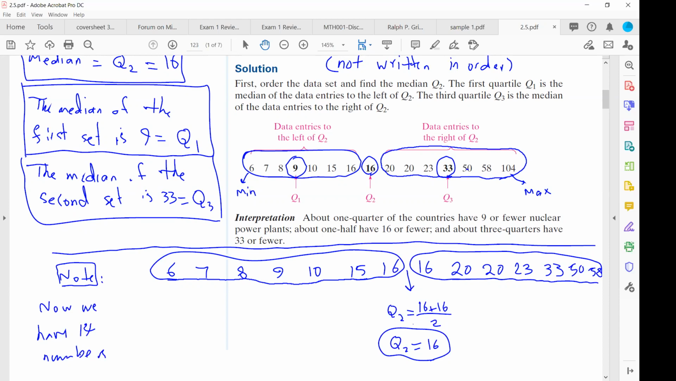The first set has 1, 2, 3, 4, 5, 6, 7 numbers. We're lucky, it's odd. So the middle number is your first quartile. Now you look at the second set. 1, 2, 3, 4, 5, 6, 7. We expect to have 7 numbers because we divide this into two equal sets. The middle number, 23, is the median of the second set, and we call it the third quartile.